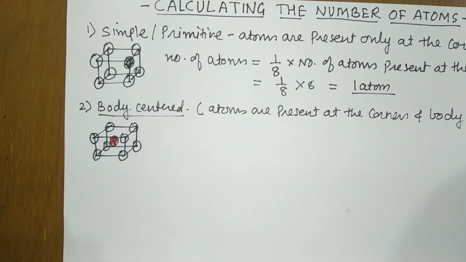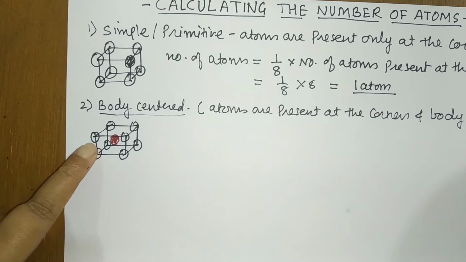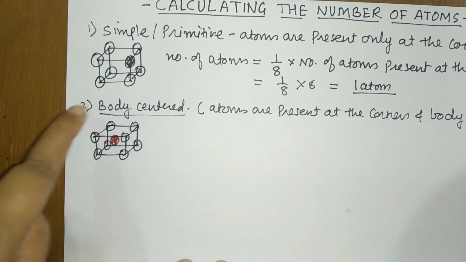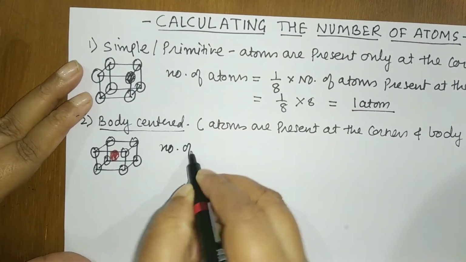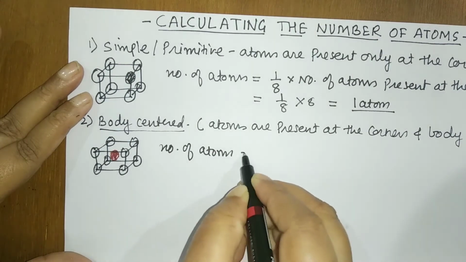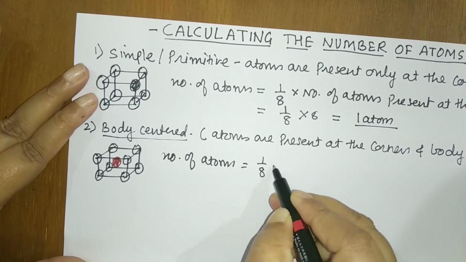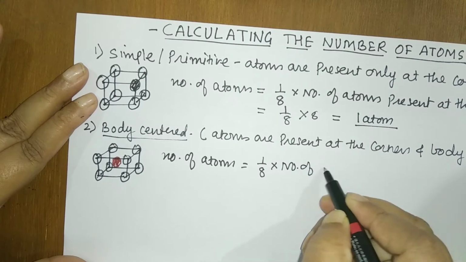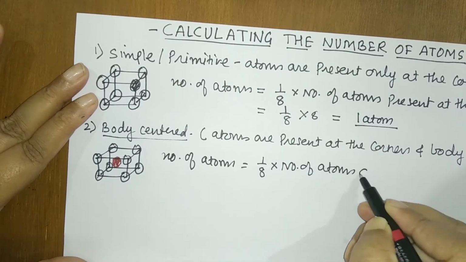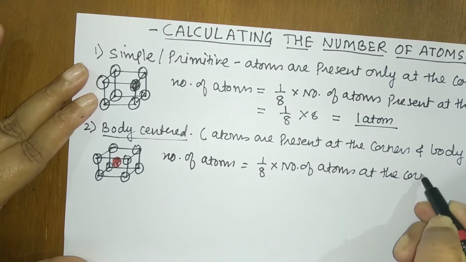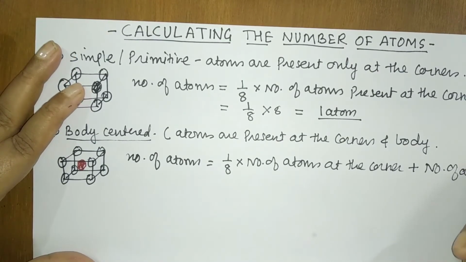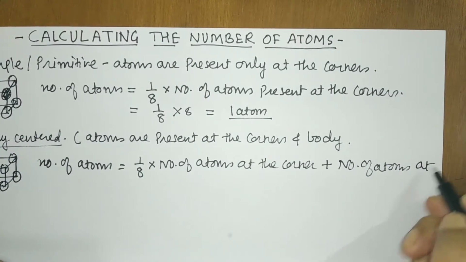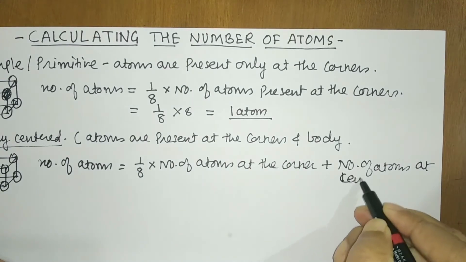Now if you see that atom which is present at the center, it is the sole contribution to the unit cell because it is not getting shared with the surrounding unit cells. So the number of atoms is equal to 1/8 into the number of atoms at the corner, plus the number of atoms at the center, or I will call it the body.